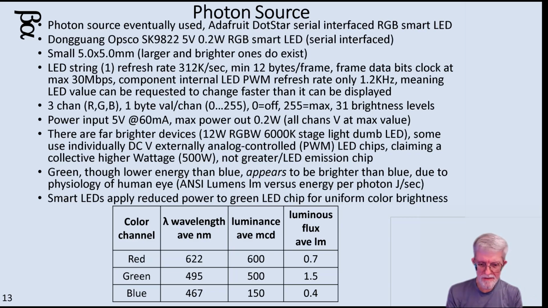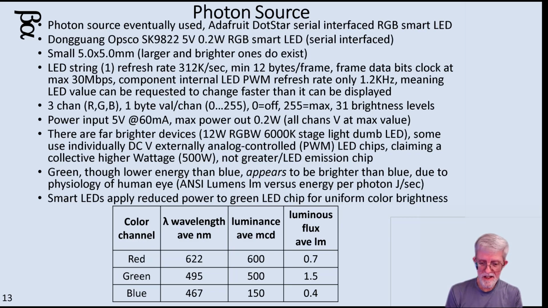Remember, different energy levels produce different amounts of power, different, what they call millicandela levels of luminance or brightness. And then there is an ANSI standard called lumens that is slanted towards human physiology, seeing green better than other colors. So if you look at the table down here at the bottom, this is what my LED produces: the different wavelengths, how bright they are, and then what the lumens is. Interesting to note here is the luminance of blue is only 150 millicandela.